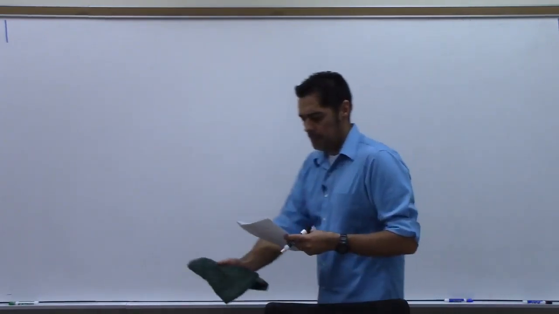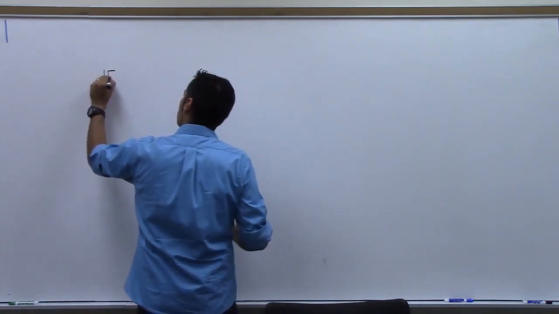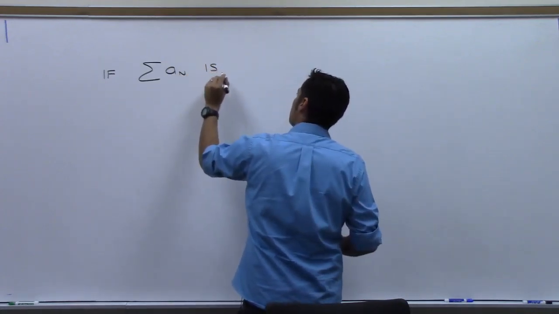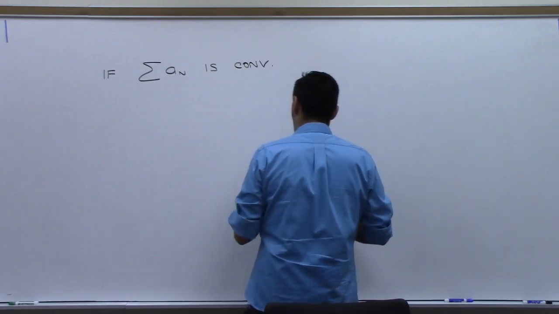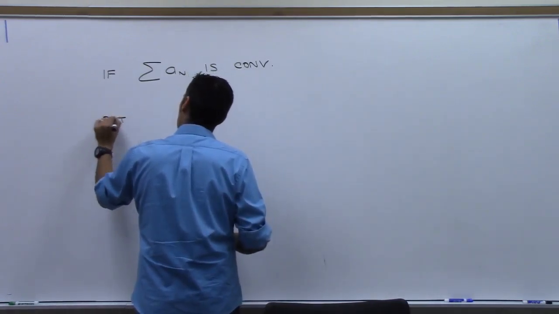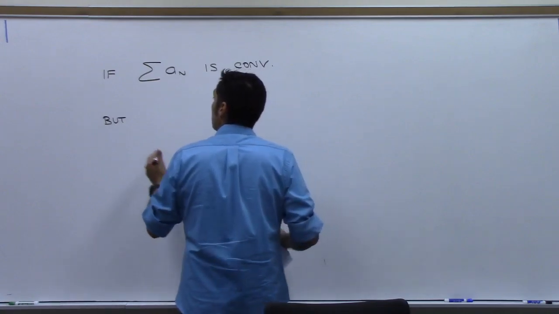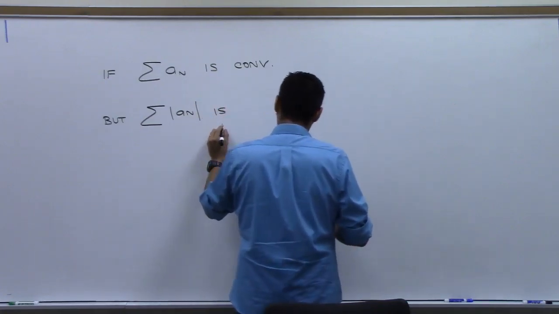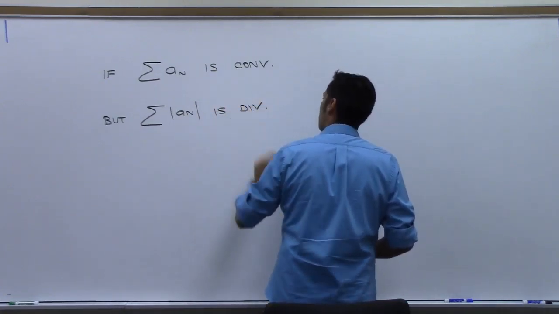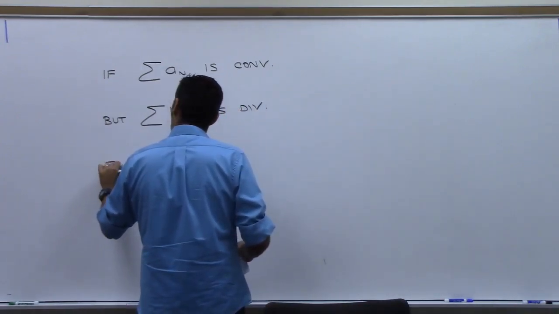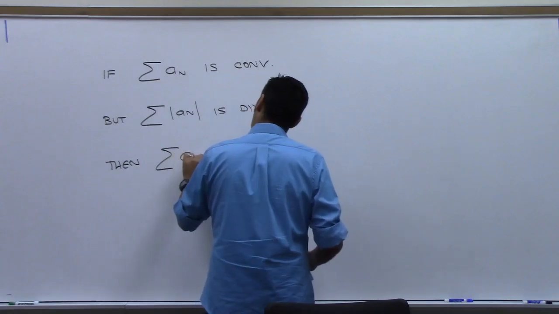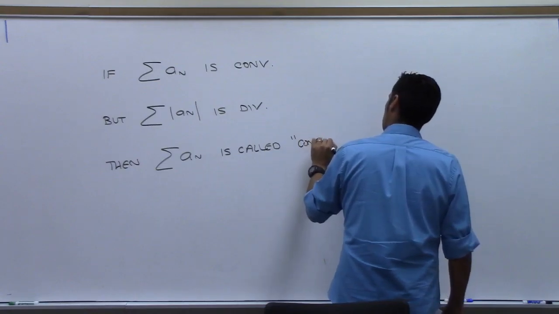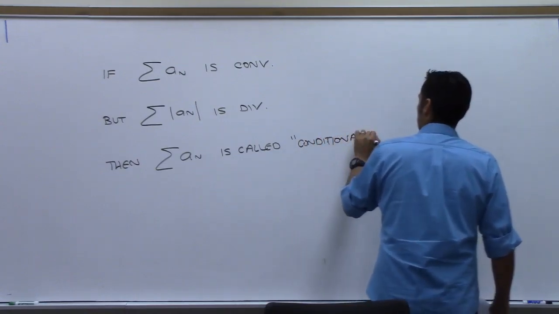Another definition. If you have a series that is convergent, but this is divergent, then the original series is called conditionally convergent.